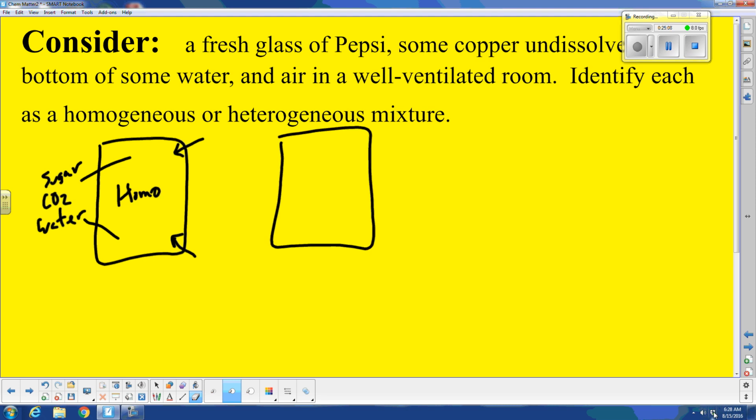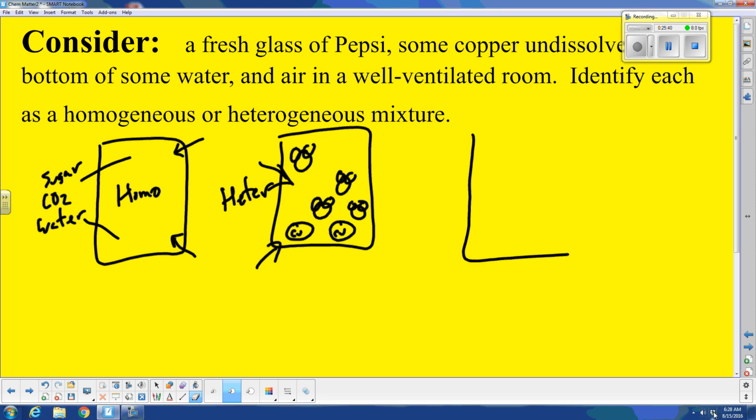How about some copper undissolved at the bottom of some water? So I have some copper sitting down here, and I have my water throughout. Does that look like a uniform or non-uniform distribution? Well, uniform would have the copper spread out and the water spread out. Instead, I have the copper at the bottom and the water everywhere else. So I would say this is heterogeneous.